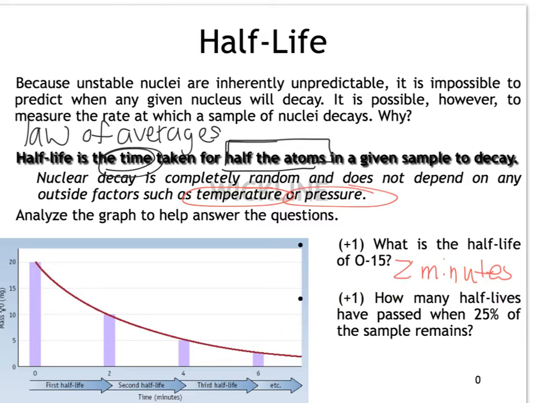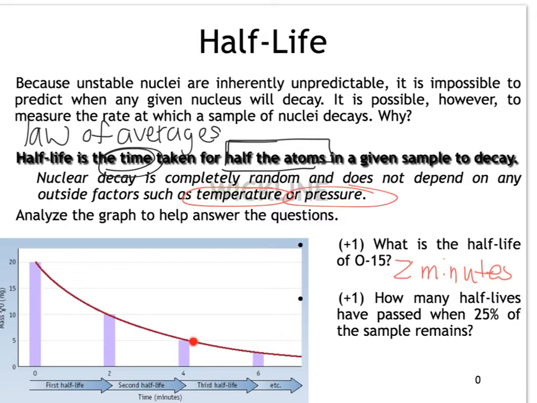All right, so my second question is, how many half-lives have passed when 25% of the sample remains? So in this question, I didn't say what is the half-life, I said how many half-lives. So your answer is just going to be a number like 1 or 2 or 3. All right, so when 25% of the sample remains, you need to think about how much there was at the beginning, which of course was 20 milligrams. 25% is about a fourth of that. So a fourth of 20 would be 5 milligrams.